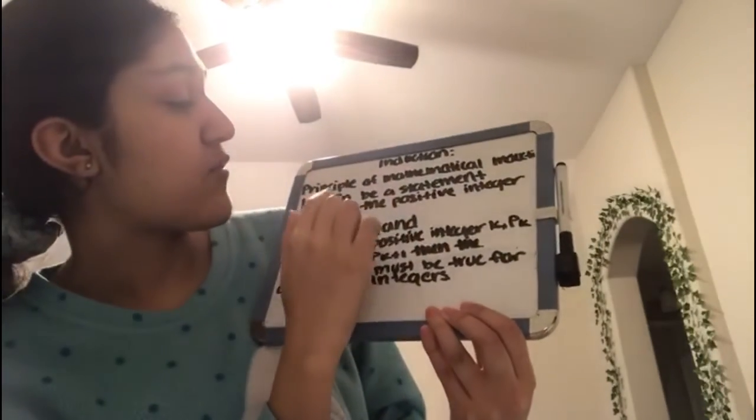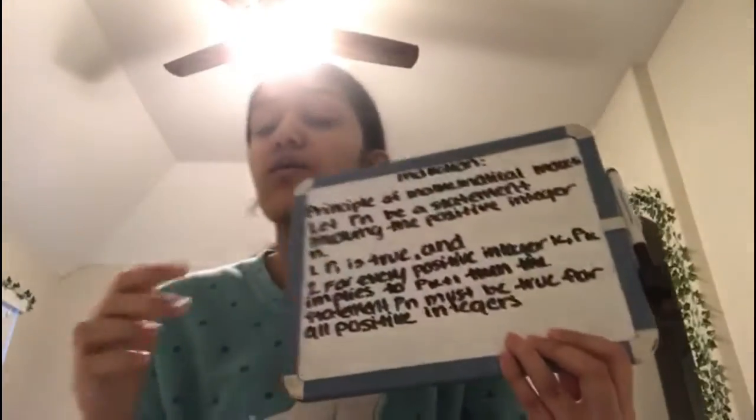Okay, so basically let Pn be a statement involving the positive integer n. So what this means is that Pn is like an equation that you have to solve in order to find out what it is. It's kind of like an example of that, but it's also going to involve the positive integer n in the equation. So it's kind of like that.